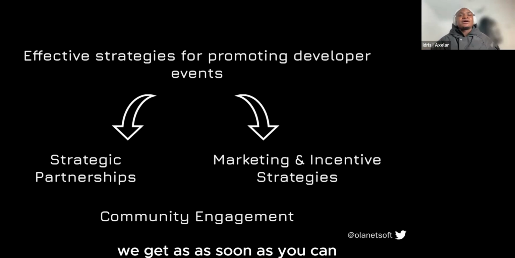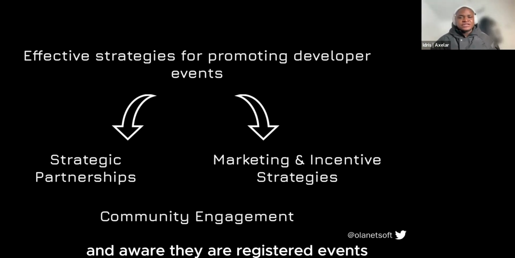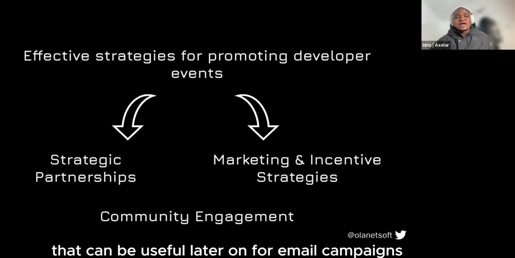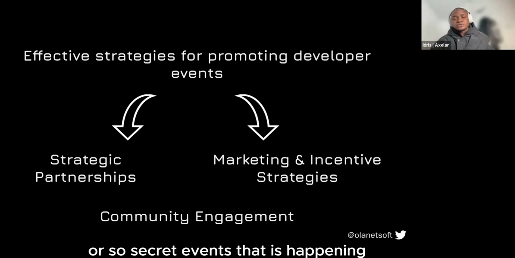You get access to it. You can put the CTA. The CTA could mean that the people that want to attend the event will register for the event. And then when they are registered for the event, part of the requirements will be for them to provide an email, name and all of that. That can be useful later on for email campaigns for subsequent events that are happening.